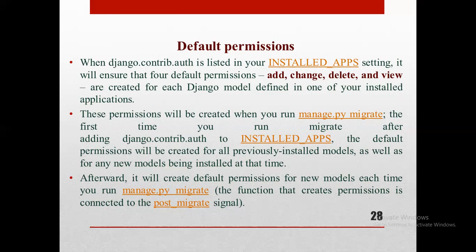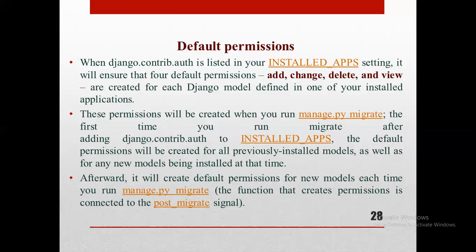The first time you run migrate after adding django.contrib.auth to INSTALLED_APPS, the default permissions will be created for all previously installed models, as well as for any new models being installed at that time. After running this command, default permissions will be created for previously installed apps or any newly installed app.